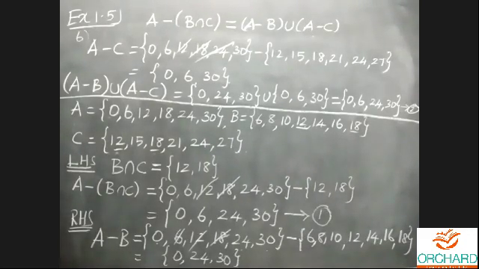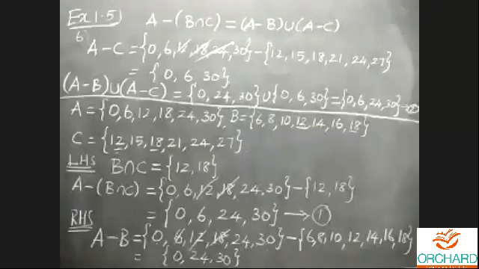So this is the idea for exercise 1.5, sixth problem. This is the De Morgan law of set difference. Anybody having any doubt in this problem? You can ask your doubt. This is only the idea for the De Morgan law for set difference.